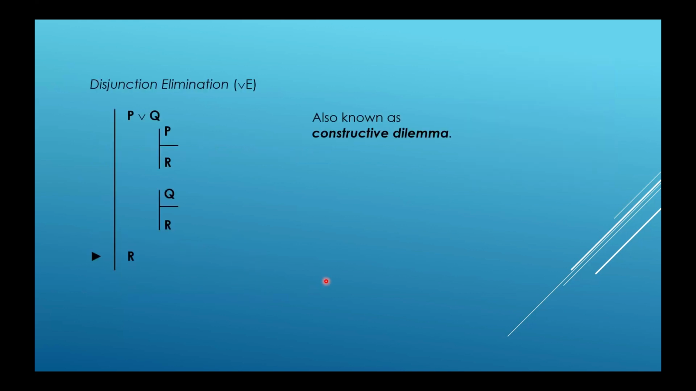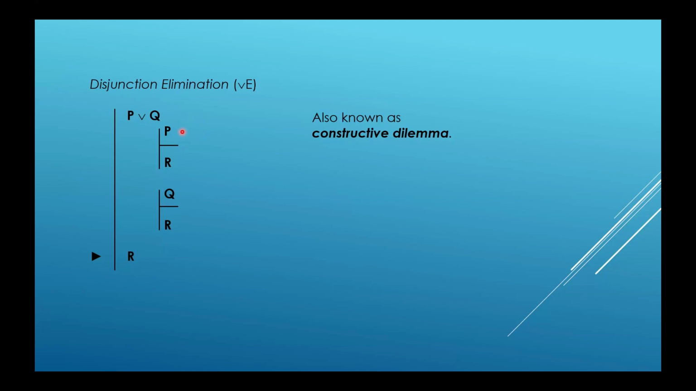The next rule that we'll look at is called disjunction elimination. This is also known as constructive dilemma. This is one of the primary rules for working with disjunctions. So the idea is this: you have a disjunction, and now the disjunction says that either P is true or Q is true.